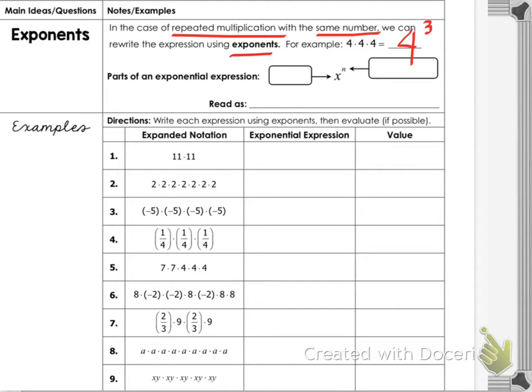Parts of an exponential expression include x here as the base and the n as the, if you said exponent, you're correct. We can read this as x to the nth power.